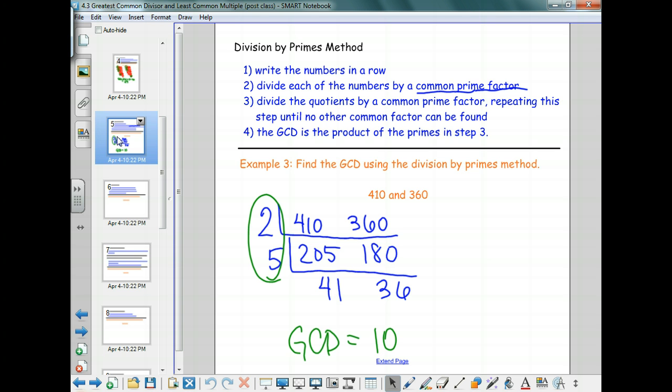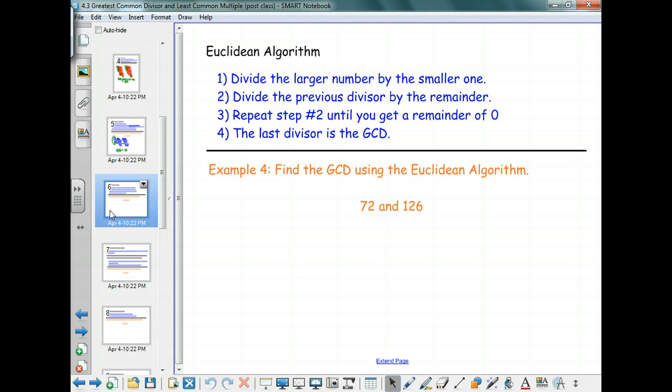Once your book shows how to do this particular one, I know some of you like it too, where you were looking for factors in common as you went along. Now this next one has the same kind of feel to it. You may not have seen it before, that is. This is called the Euclidean Algorithm, and it is a different approach to doing this.